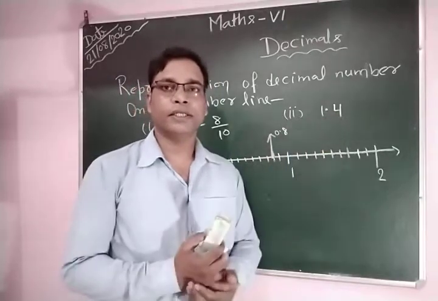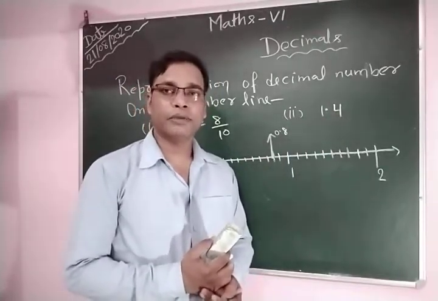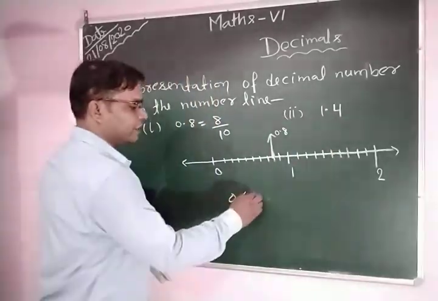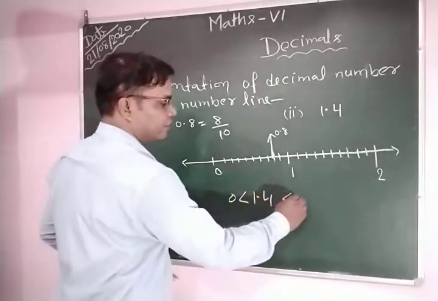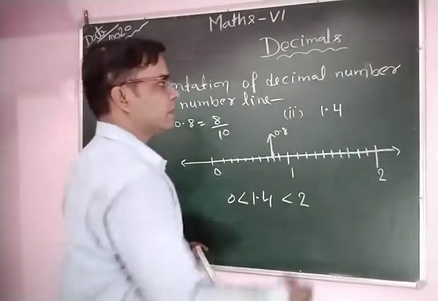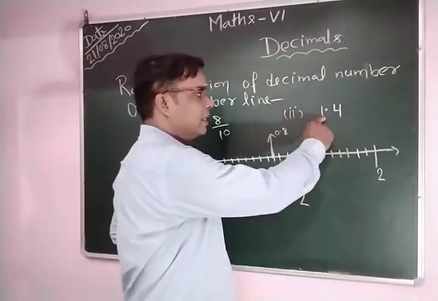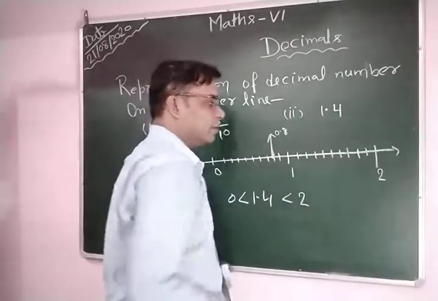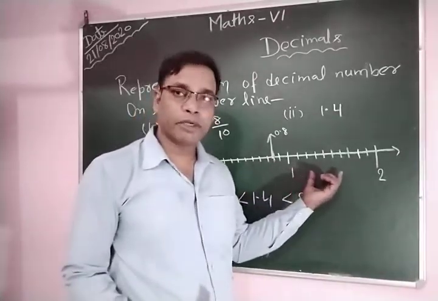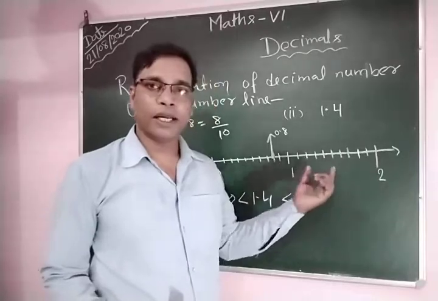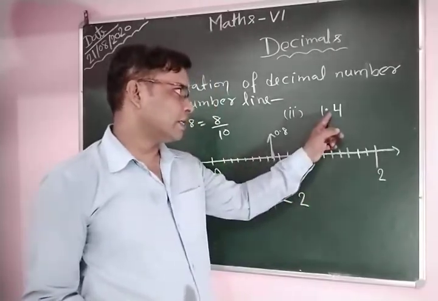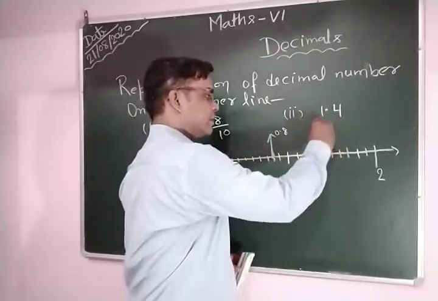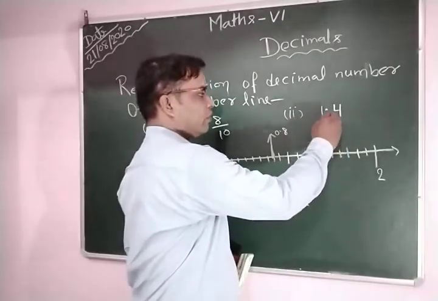Now this is the next part. You can see here this is 1.4. It means 1.4 is greater than 1 but less than 2. You can also write this: this is the whole part, the integral part, and this is the decimal part. So we leave this part, and we divide the line segment between 1 and 2 into 10 equal parts, and we select 4 parts because the digit after the decimal is 4. So here 1, 2, 3, 4. We select this point, and you can write here 1.4.